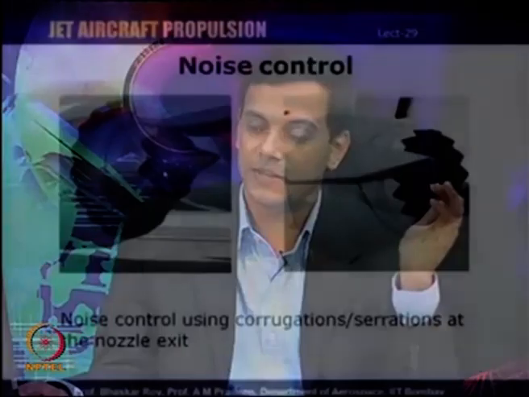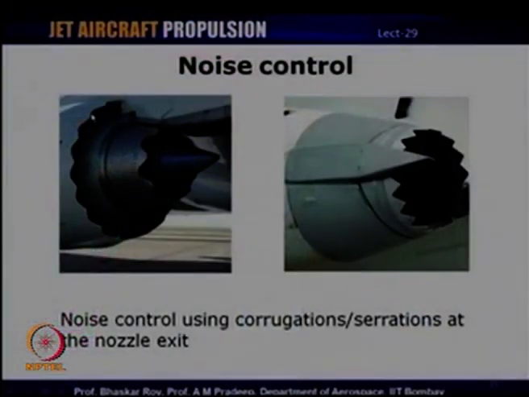So, I have two examples here where some of these concepts have been tested, and you can see this is the bypass duct of the turbofan, this is the core duct, and there are serrations which have been provided for the nozzle exit, and that is one of the ways of reducing noise. And this is for a convergent nozzle in a turbojet, where there are serrations, as you can see. Both of them are primarily meant to control or reduce noise.